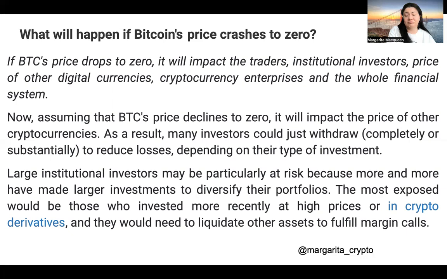So that's true. The most exposed will be those who invested more recently at high prices or in crypto derivatives, and they would need to liquidate other assets to fulfill margin calls. So trading, if you bought cryptocurrency at its highest, like 40,000 or 60,000, and it went down to 20,000, I mean, you bought for 40,000 and now it costs 20. So you bought on that high peak and then it crashed. So you kind of lost 20,000.